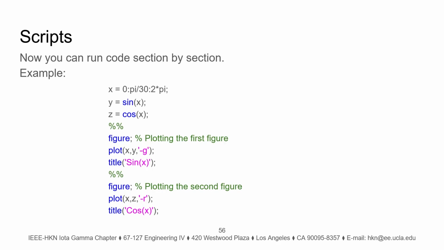You have two percentage symbols. Then run again, and it'll run this next part of the code. It'll plot x, y, negative g, title it sin x, and so forth. Same thing for the second figure after you run again, because that's been partitioned off.